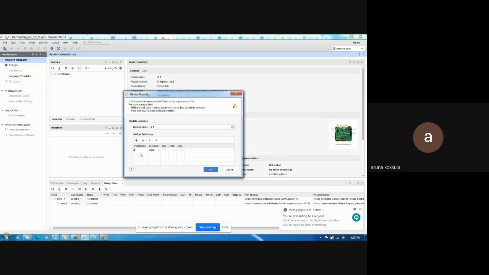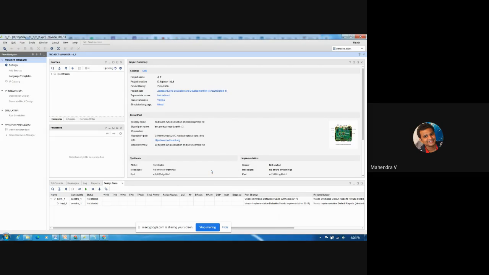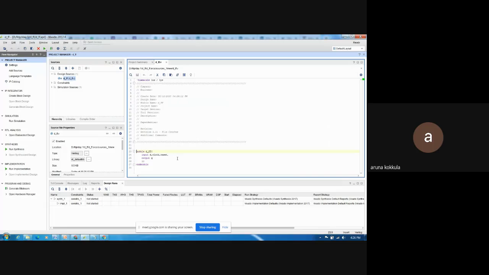Now the port names. What are the inputs, sir? D is the input. D, clock, and reset are inputs, and output is Q. All of you follow the same steps. It's created, sir. The D flip-flop is created. Input is D, clock, reset. Output is Q.